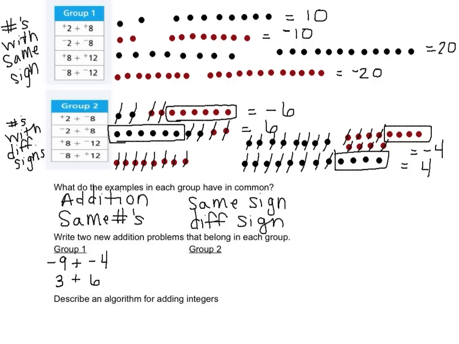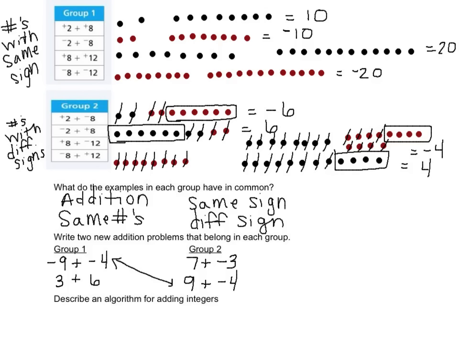So in group 2, we had one number that was positive and one number that was negative. So I would like you to write down 2 examples that belong in group 2, once again not using the numbers 2, 8, and 12. Alright, I wrote down 7 plus -3. One number was positive, one number is negative. And then 9 plus -4. So I changed from group 1, where I just converted the 9 to be positive, so that I would have one number being positive and one number being negative.